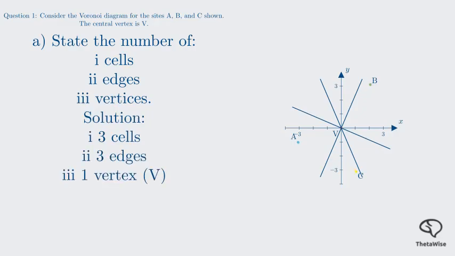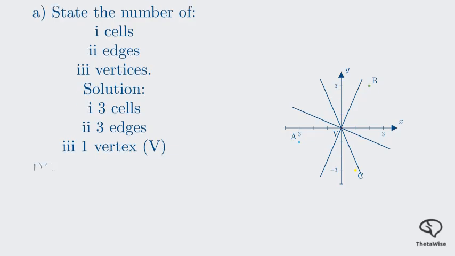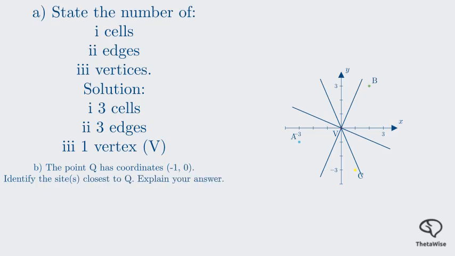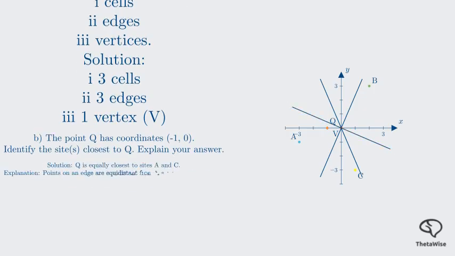Looking at the diagram, we can see it contains 3 cells, one for each site. The edges are the boundaries between cells, and there are also 3 edges. Finally, all 3 edges meet at a single central vertex. The second part asks which site is closest to the point Q with coordinates (1, 0). Plotting Q at (1, 0), we can see it lies directly on an edge of the diagram. Remember that points on an edge are equally closest to the 2 sites that share that boundary. This edge separates the cells of sites A and C. So, point Q is equally closest to both site A and site C.